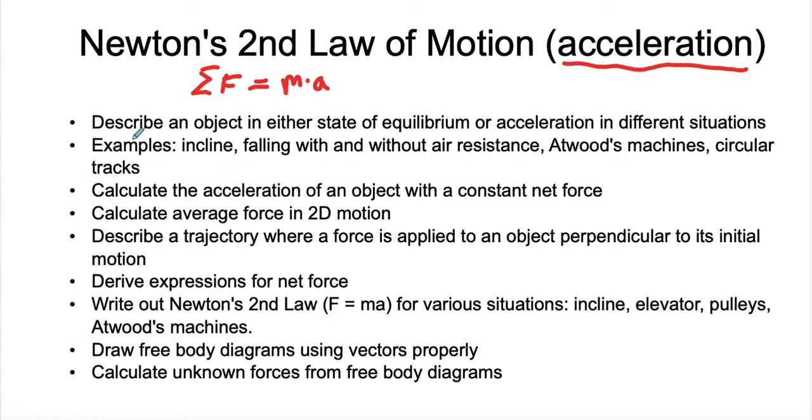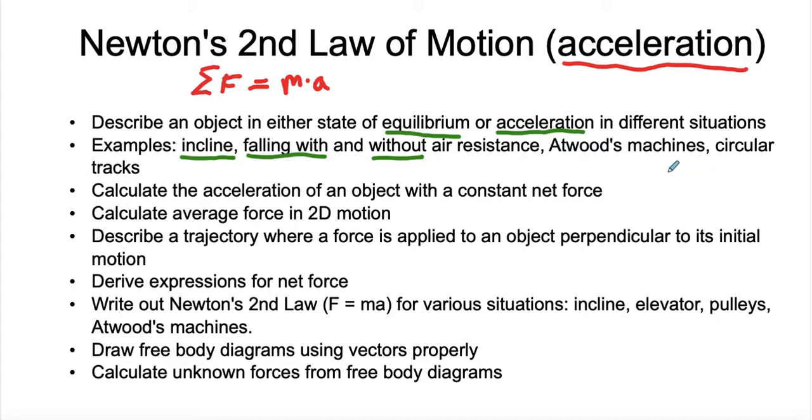So you have to describe an object, whether it's in equilibrium or in an acceleration state. Those are your two options, equilibrium or acceleration state, in different situations. So if it's going down a hill, an incline, in equilibrium or acceleration, be able to describe that. If it's going down in equilibrium, there must be friction or some other force, like a tension from a string. If it is falling, maybe it has air resistance, and maybe there is no air resistance. So you should be able to explain that.